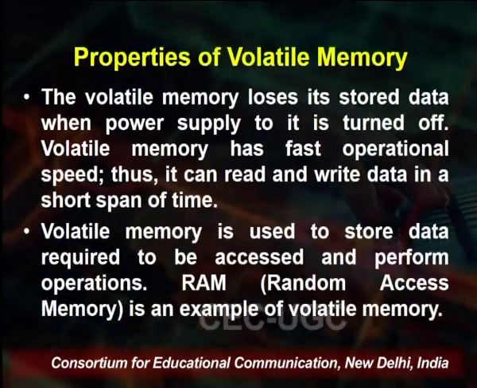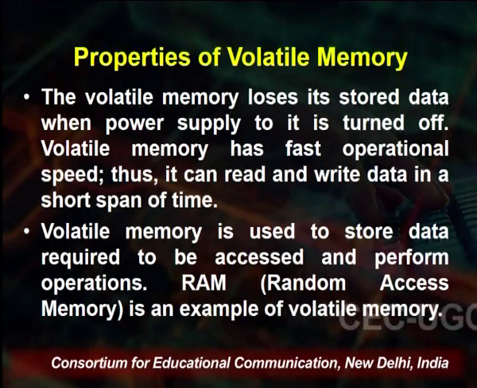What are the properties of volatile memory? Volatile memory loses its stored data when the power supply to it is turned off. Volatile memory has a fast operation speed, thus it can read and write data in a short span of time. Volatile memory is used to store the data required to access and perform operations. What is an example of this? It is RAM, that is, random access memory.